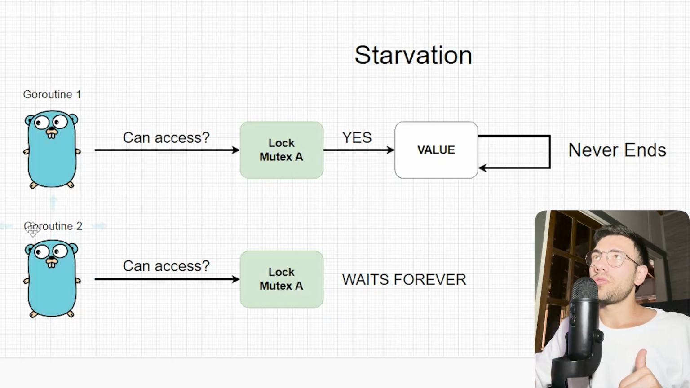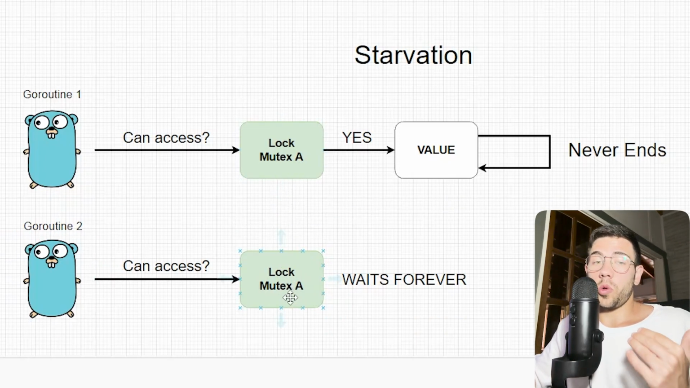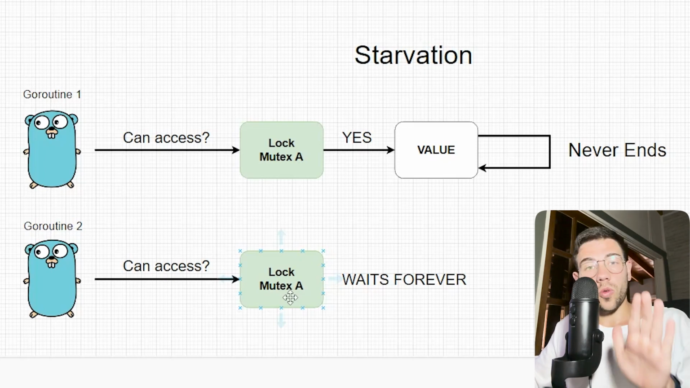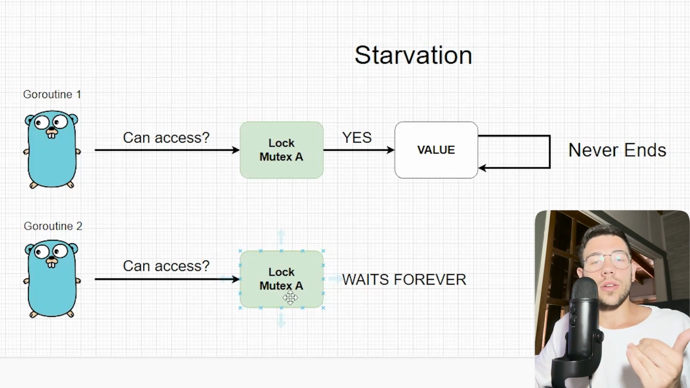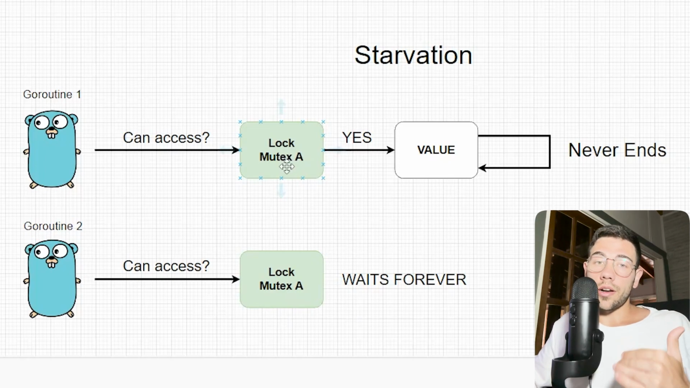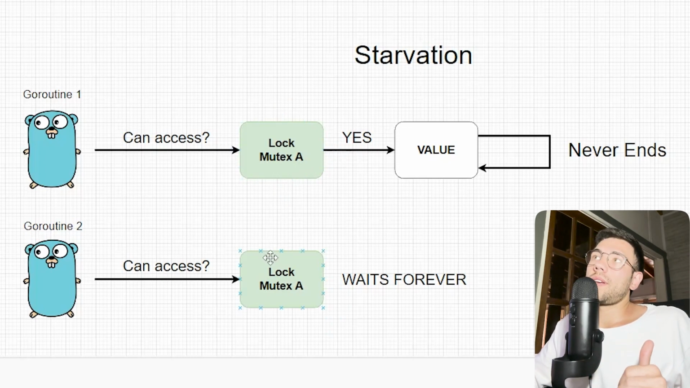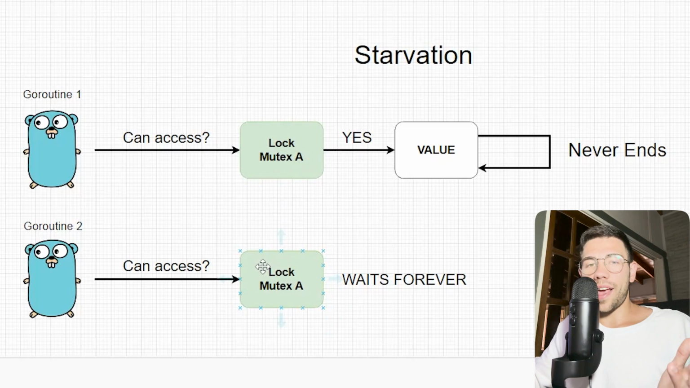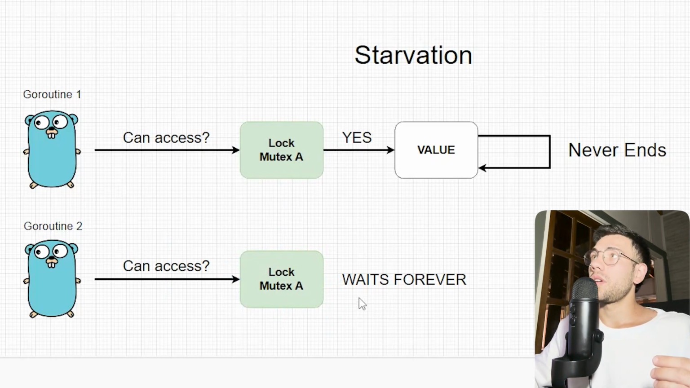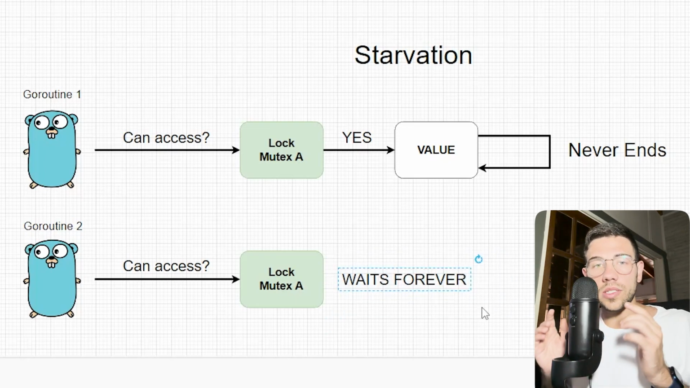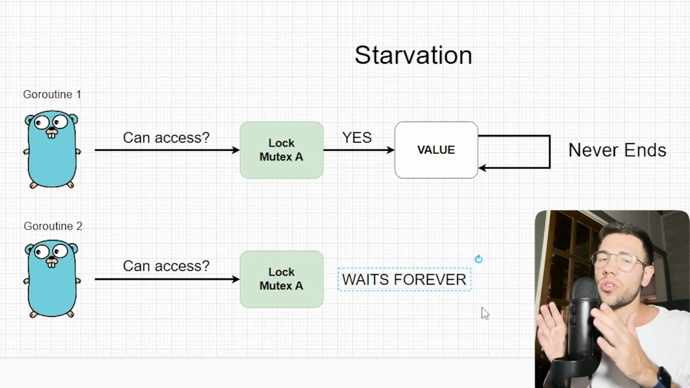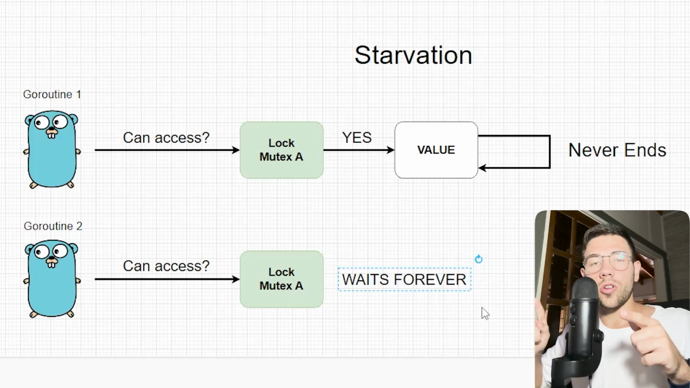So when this other routine tries to lock mutex A, the operating system will tell routine number 2 to wait here, because routine number 1 already has mutex A locked, so you have to wait here until routine number 1 ends. But what happens? Routine number 1 never ends, so this routine will never execute, will never finish, because it will be waiting forever. That is starvation. So we will see this in code now.